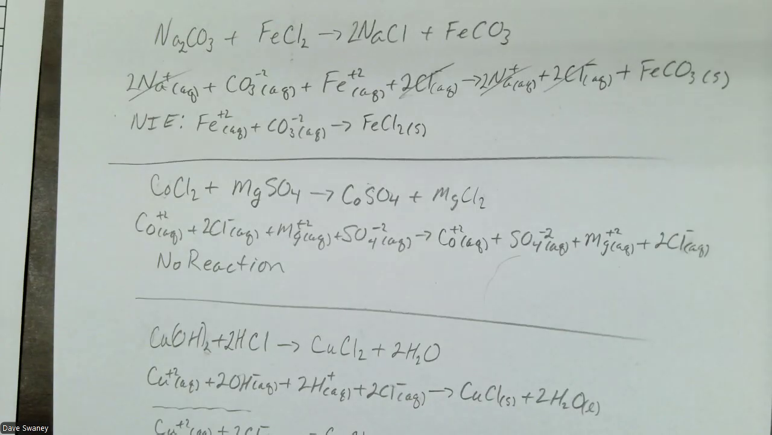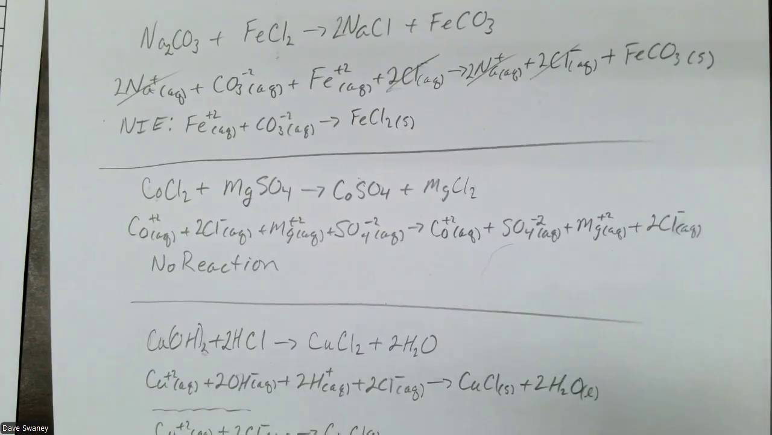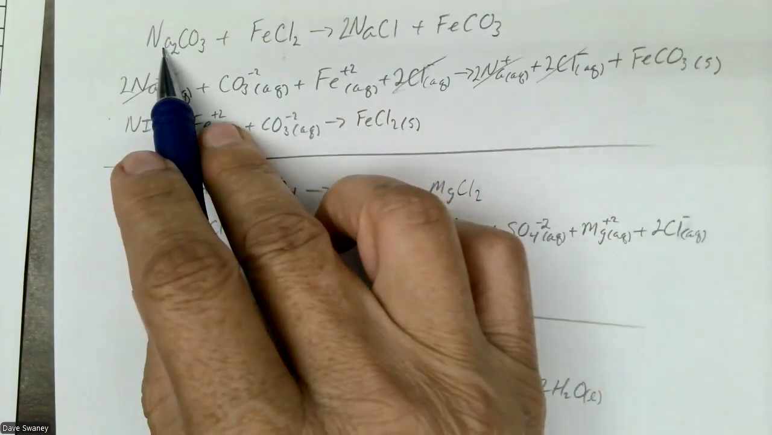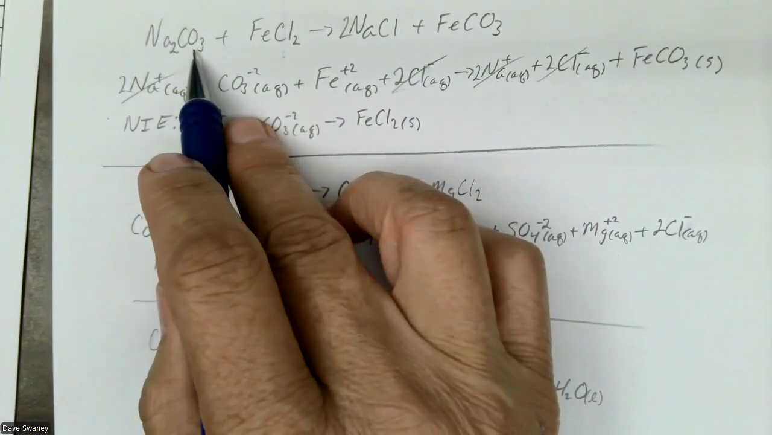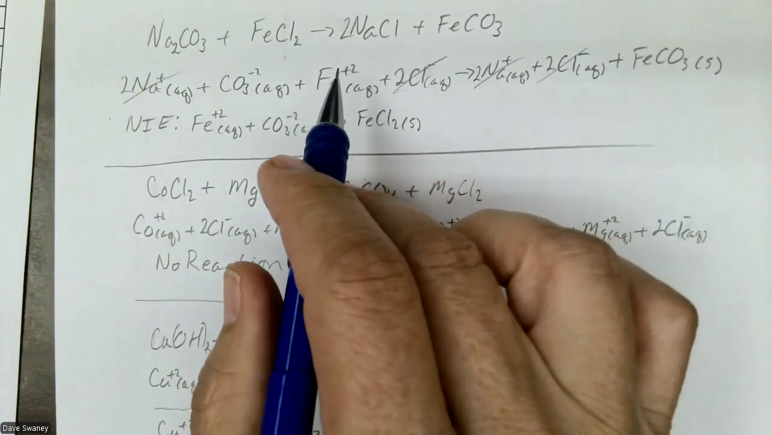Here's a tutorial on net ionic equation. So basically, we're just going to do a double replacement like we did before. I traded the partners, and the sodium went with the chloride and the iron went with the carbonate. And then we balanced it. We've done that kind of thing before.